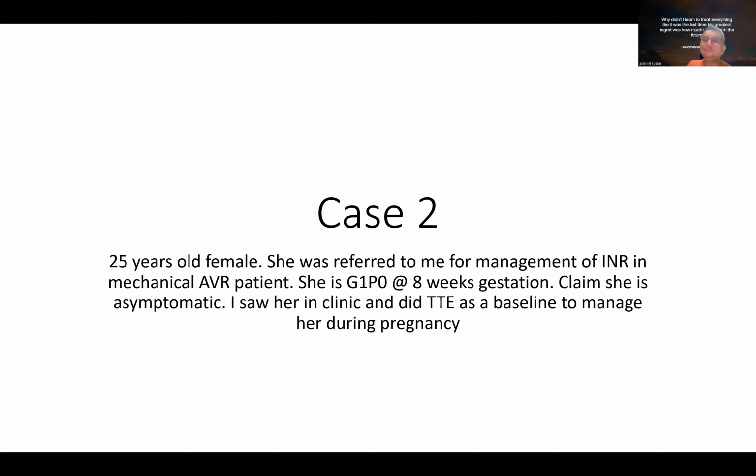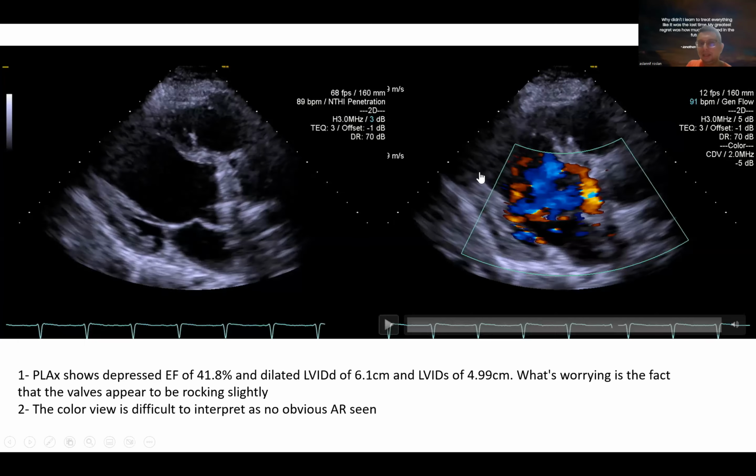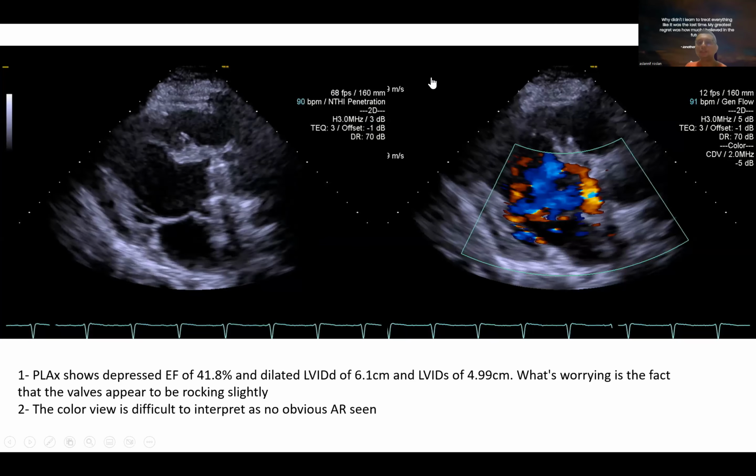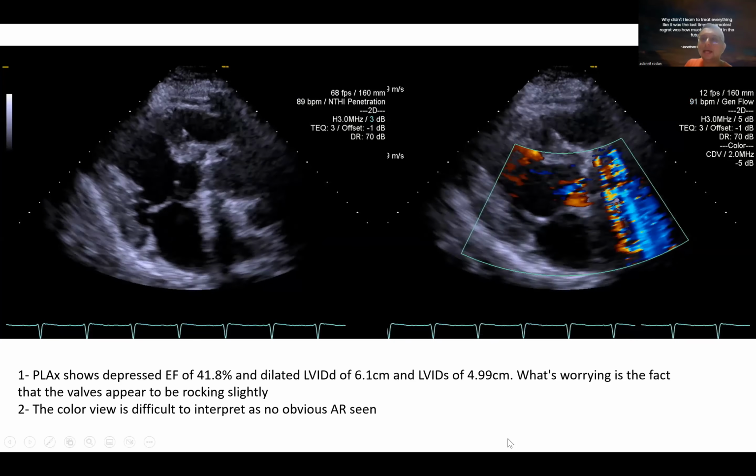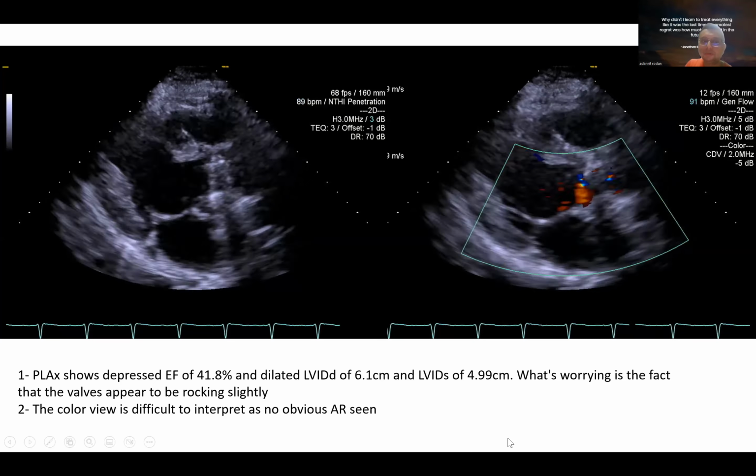So she was referred to me for management of INR for mechanical AVR. She is a primigravida at 8 weeks gestation. She is asymptomatic. I saw her in my clinic and did a TTE as a baseline to manage her during pregnancy. When I looked at the transthoracic echocardiogram, I knew that I was dealing with big trouble.